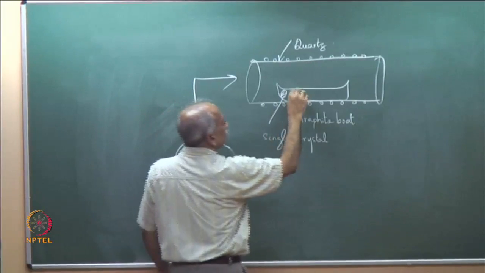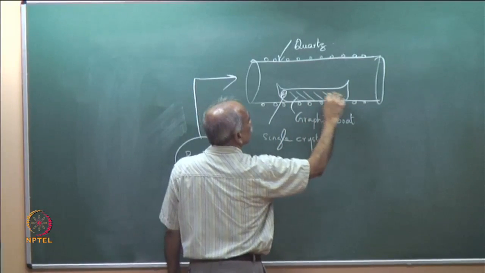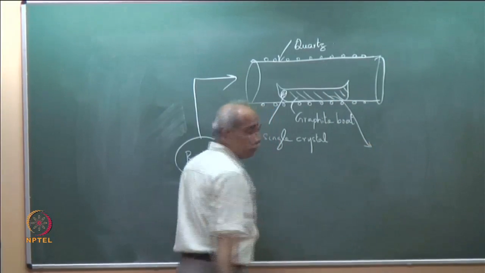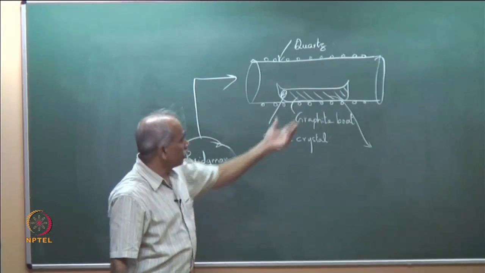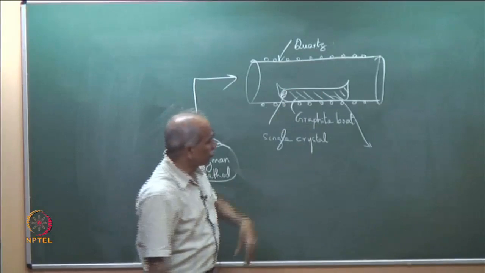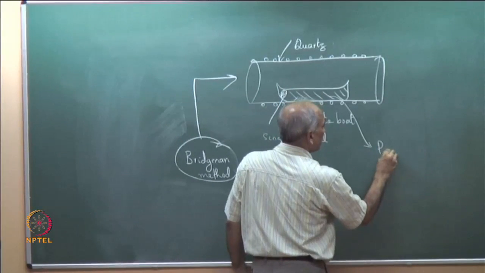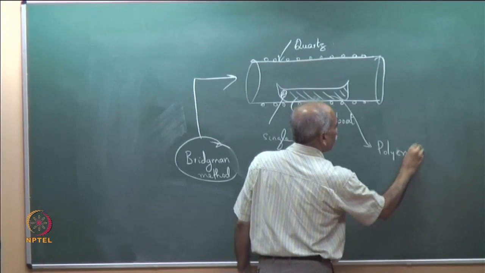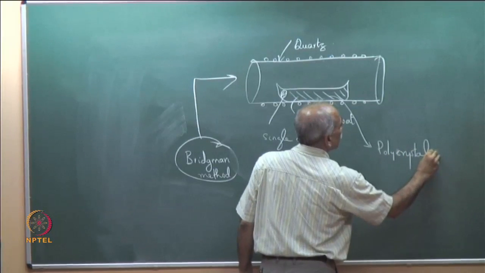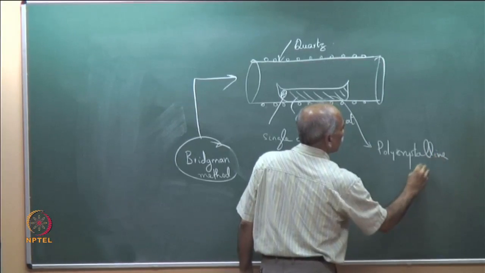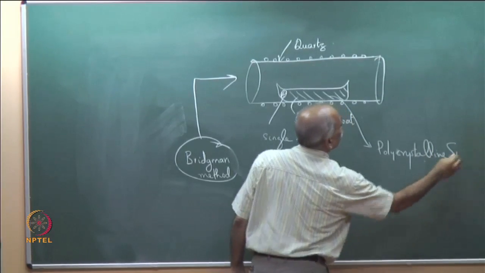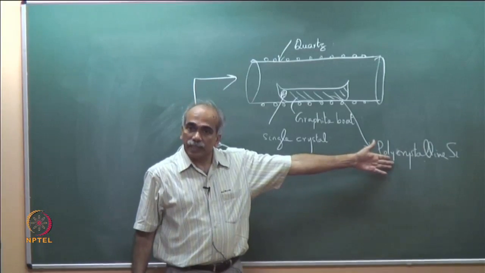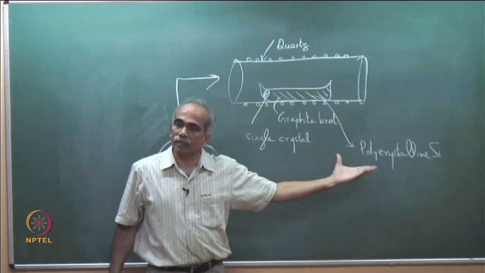And it is filled with the melt. The melt comprises of, for example, if it is silicon, it is polycrystalline silicon. So polycrystalline silicon. How do we get polycrystalline silicon? The starting points, polycrystalline silicon is obtained by chemical methods.